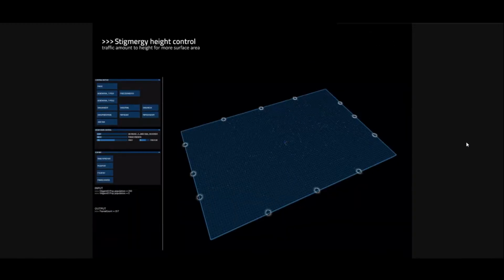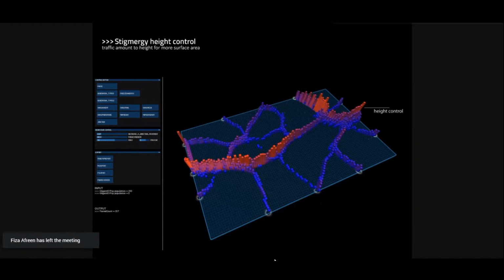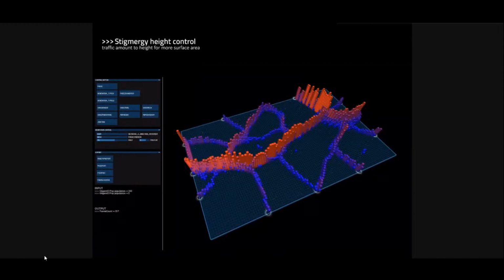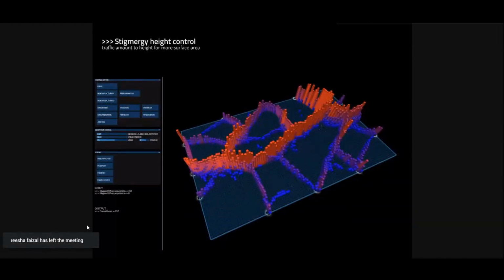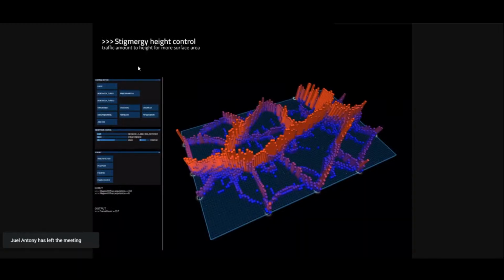Since the building topology is driven by an external circulatory system, we looked at how to even control the height by the density of the stigmergy trail. The higher the density of the trail, the larger the surface area where we need it, and that becomes a main circulation system. So these are catalogs where we explored various inputs, and we shortlisted a few of them.